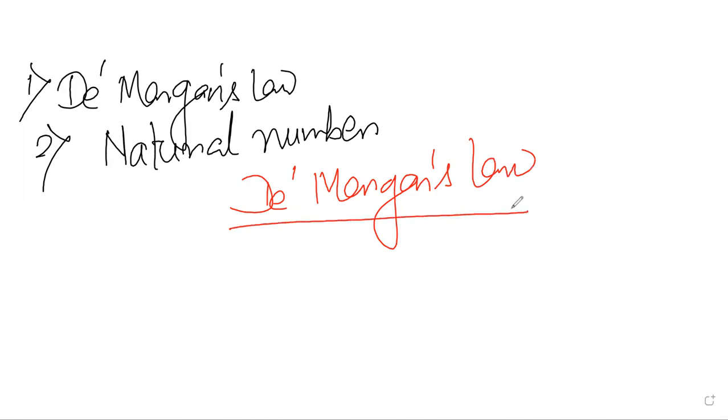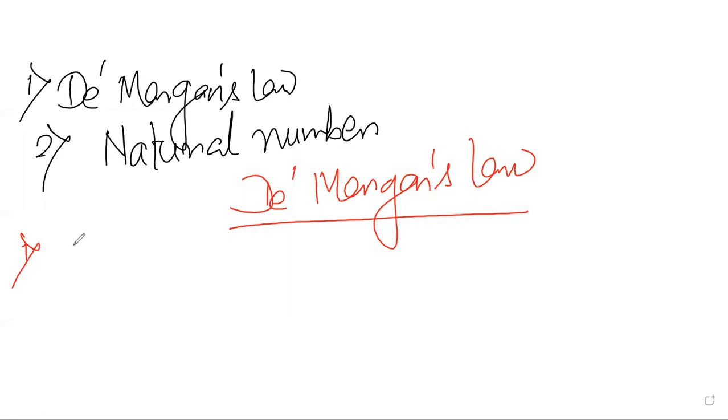Actually, De Morgan's law is the rule that allows us to express the union and intersection of two sets or more than two sets purely in terms of each other via the complement operation. What is the meaning of that? So let me write down the De Morgan's law first.